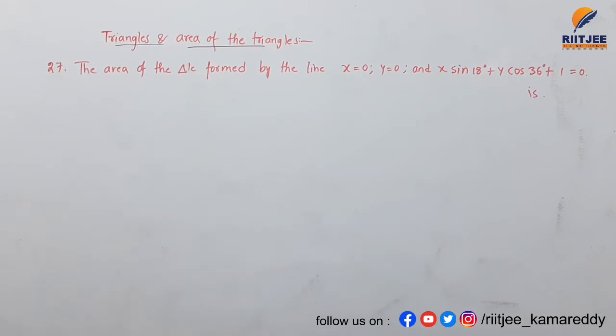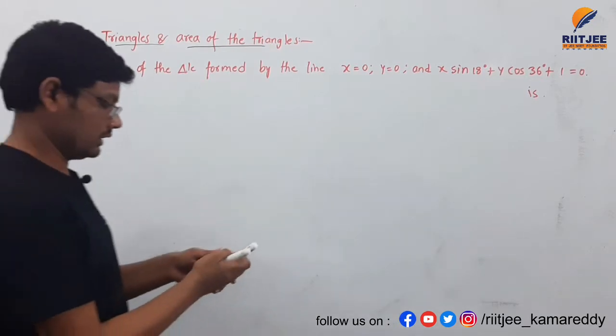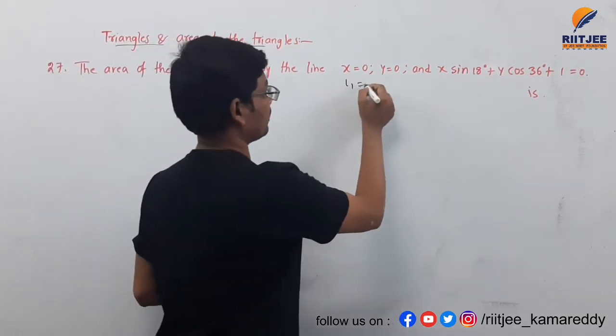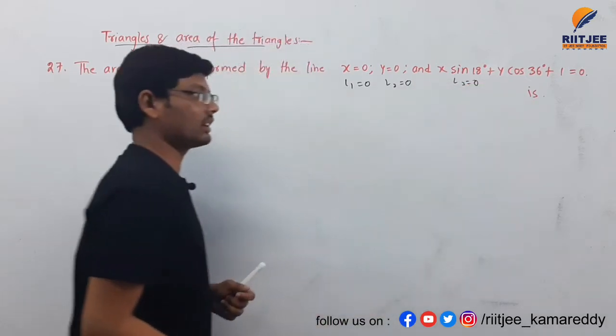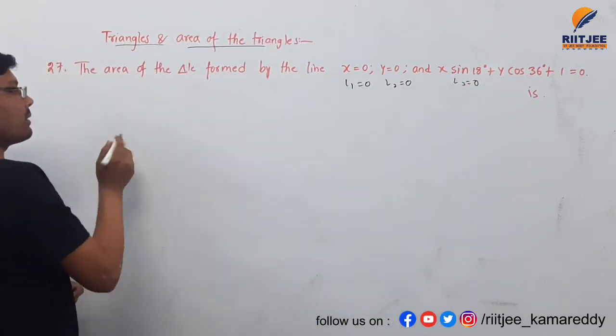Here the question is given: the area of the triangle formed by the lines x = 0 and y = 0 is given. One more line, that is x sin 18 degrees plus y cos 36 degrees plus 1 equals 0. Here L1 is equal to 0, L2 is equal to 0 and L3 is equal to 0. Here three lines are given.